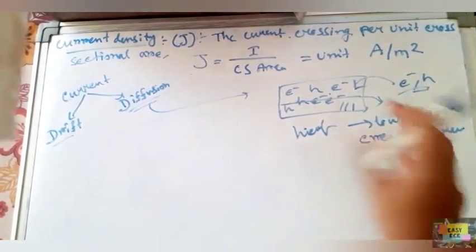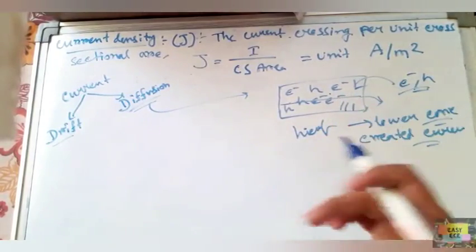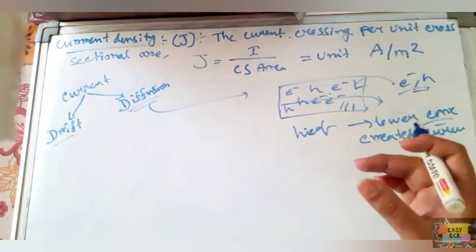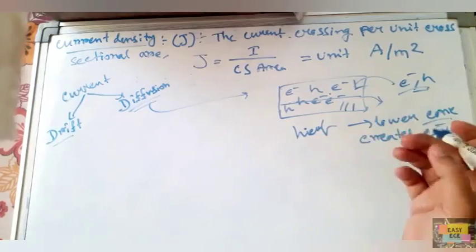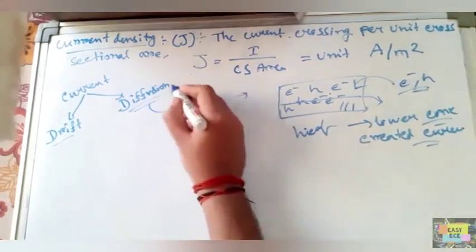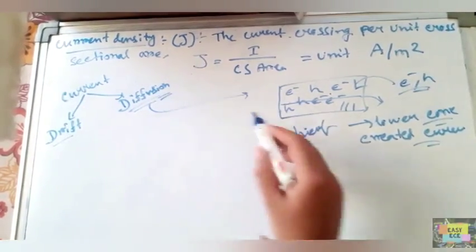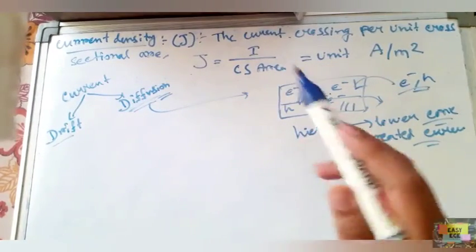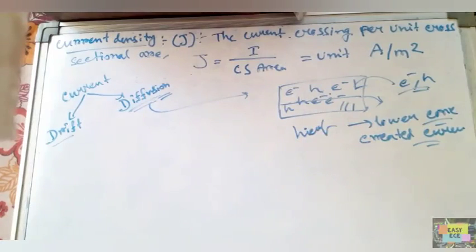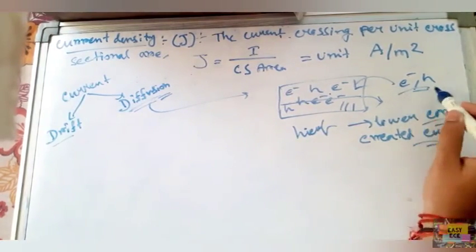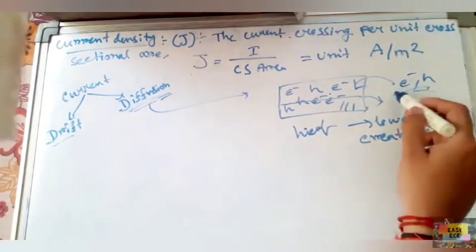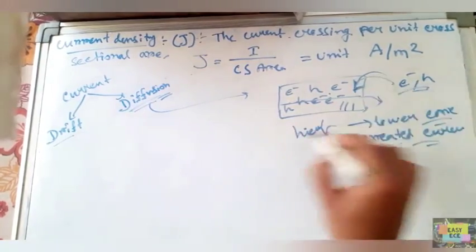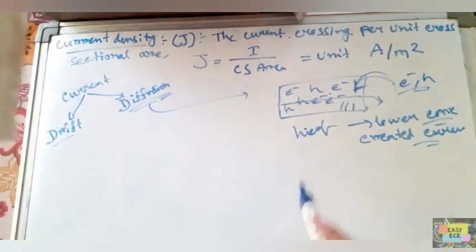The current produced by this diffusion process is known as diffusion current. What is diffusion current? The electrons and holes move from higher concentration to lower concentration when excess carriers are created non-uniformly in the semiconductor. So this is diffusion current.